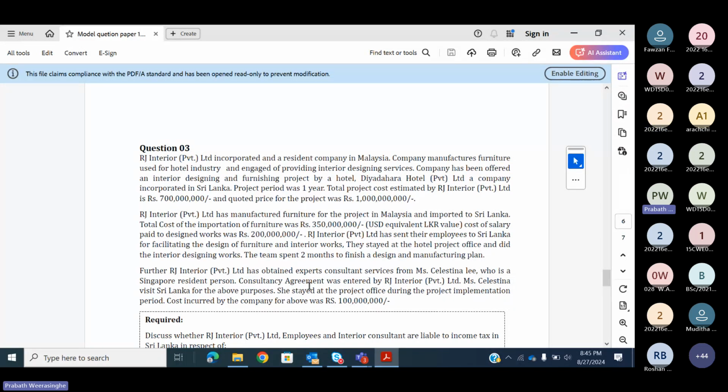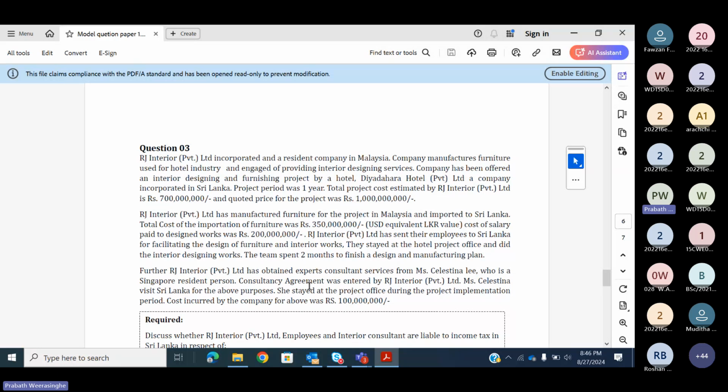So in this case, the non-resident person is liable for Sri Lanka tax. But is there any expenditure incurred? Let's say employees come to Sri Lanka, then salary costs may be there and all those things. That is deductible expenditure. The only thing is you have to check whether it is incurred in the production of income. Thereafter it says RJ Interior has obtained expert consultant services from Miss Celestina Lee, who is a Singapore resident person. So another person is coming, who is also a consultant. It says that the employee based fee could be a trigger even if they are using a consultant.